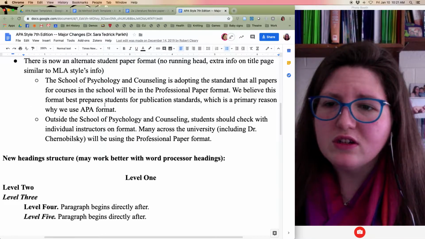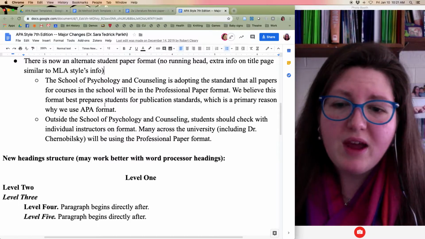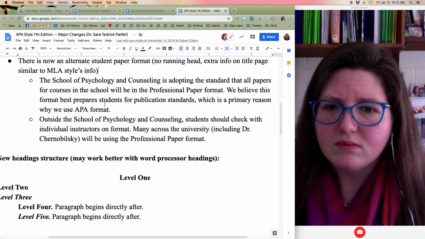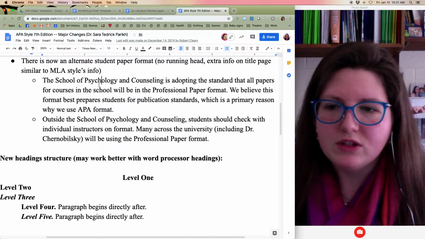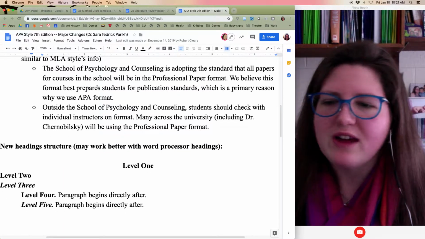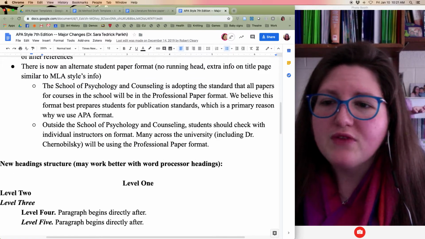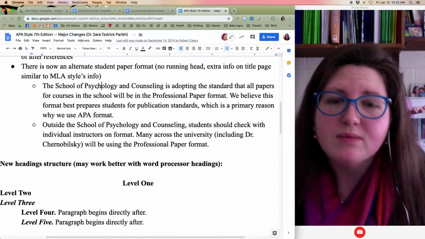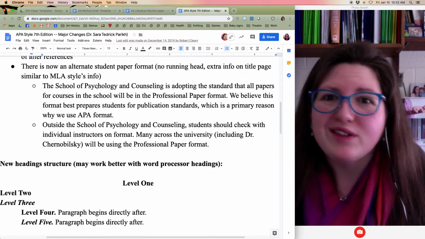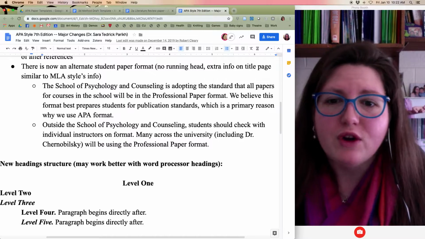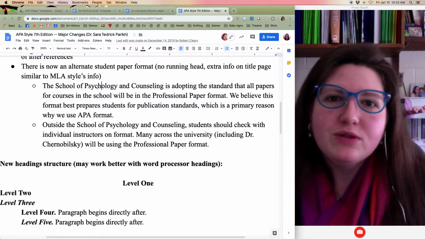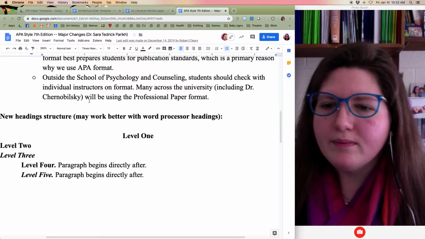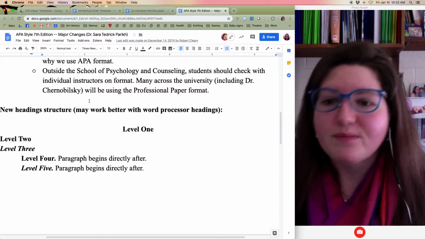So again, the alternate student paper format. Everyone I've talked to is not going to be. Oh yeah, sorry, there were changes from previous drafts and I got confused, but this is right. So if you're at Caldwell's Psych and Counseling programs, we've all kind of agreed that we want to keep with the professional format, and everyone else I've talked to has said that that's what they're planning to do for their classes also. So if you're not sure, check.